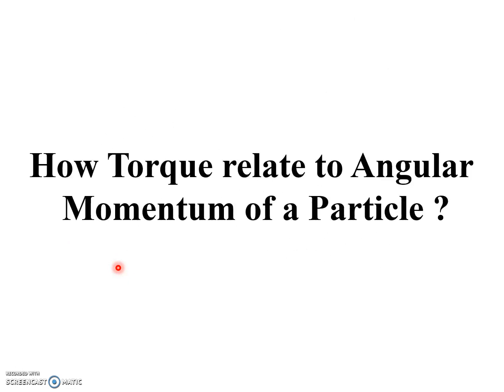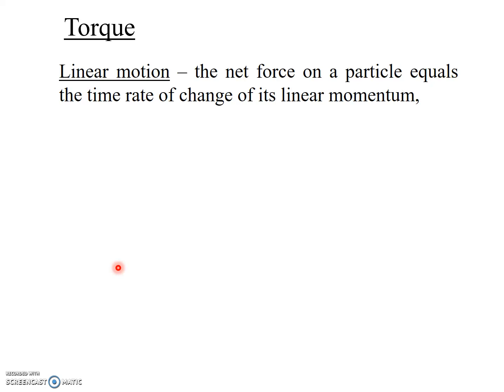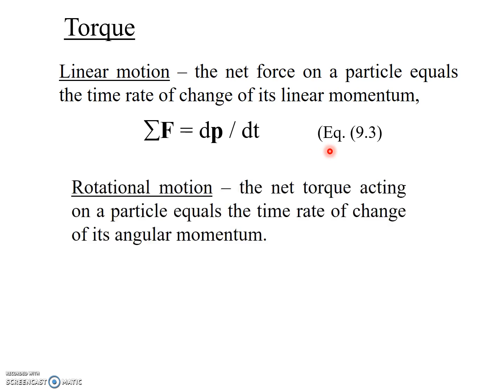How does torque relate to angular momentum of a particle? In linear motion, the net force on a particle equals the time rate of change of its linear momentum, which can be written as F equals dp over dt, which is taken from equation 9.3 from chapter 9. In rotational motion, the net torque acting on the particle equals the time rate of change of its angular momentum and can be written as torque equals dL over dt.